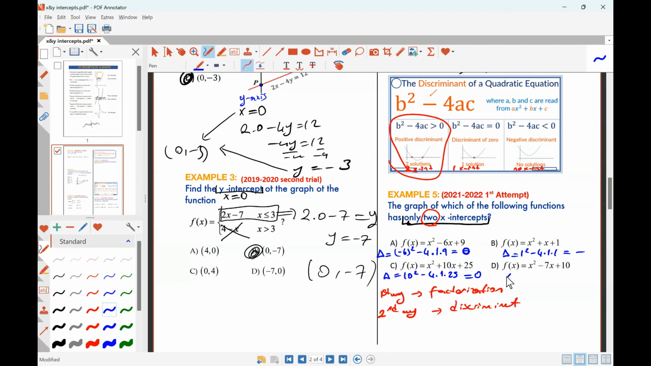Option D, the discriminant is b squared, negative 7 squared minus 4 times 1 times 10. 49 minus 40 is 9, which is a positive number. So in option D, the discriminant is positive, which is our case. If the discriminant is positive, we have two roots, two different x-intercepts. So this is the answer.